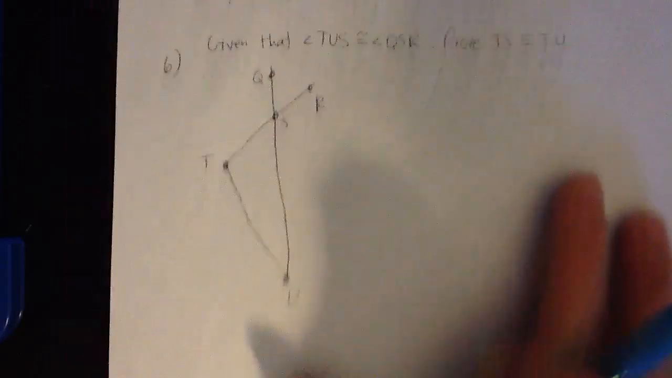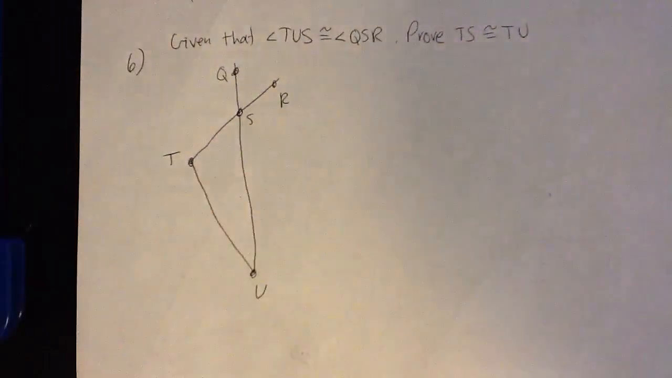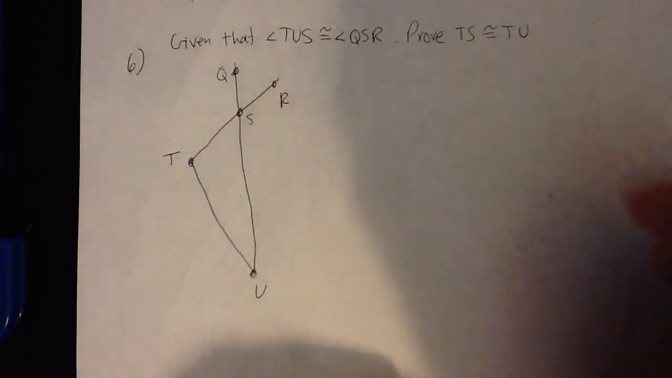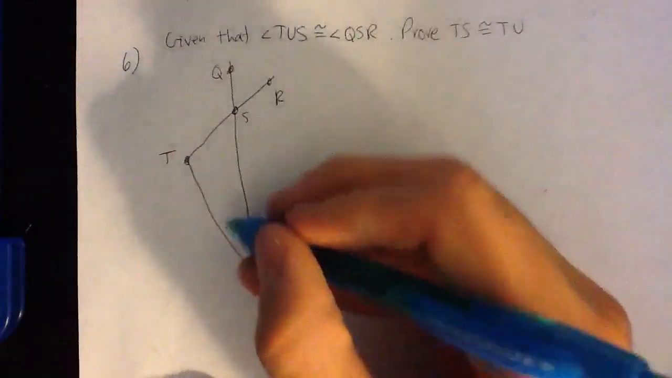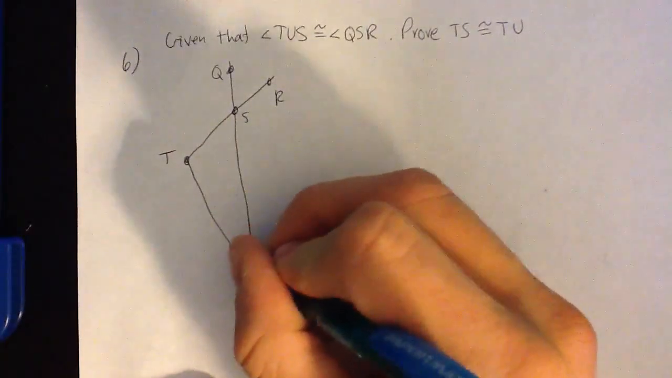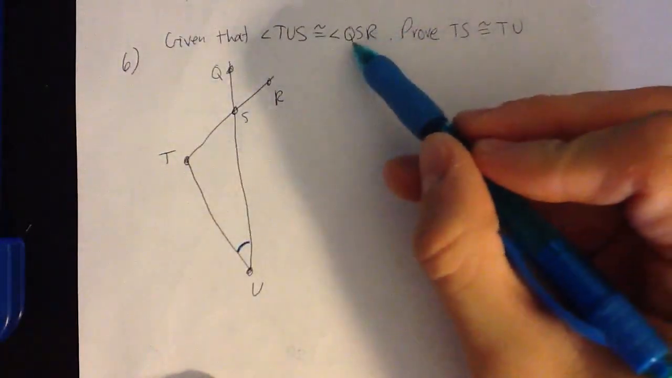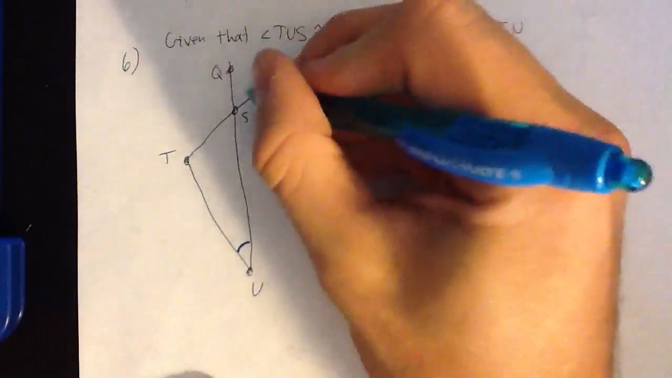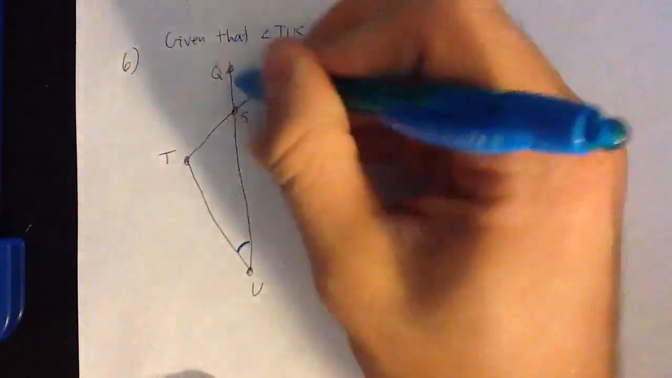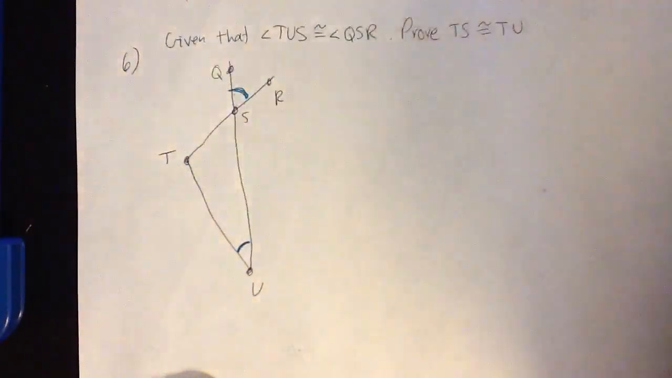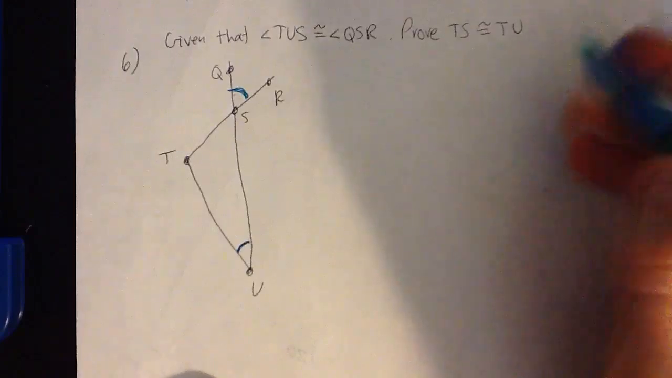Okay? Last example, example 6. This is not something that you're going to see a whole lot of, but I just want to connect it back to some previous material. What they're telling us is that angle TUS, which is here, I'm just going to go ahead and mark it, is equal to angle QSR. TUS, QSR. And they want us to prove that.